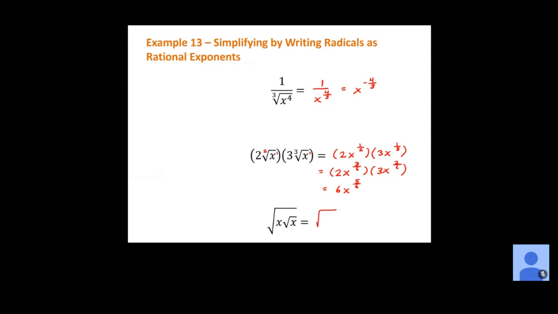I'm going to keep the bigger square root for now, but inside here, I'm going to have x times x to the 1/2 power. All right, now that we've done that, what can we do? Good, right? So we have an x times an x to the 1/2. So how am I going to combine those?